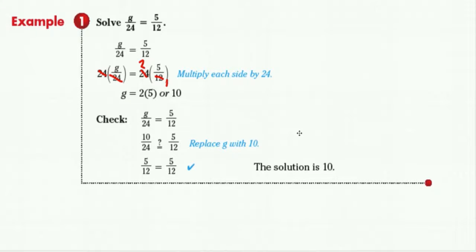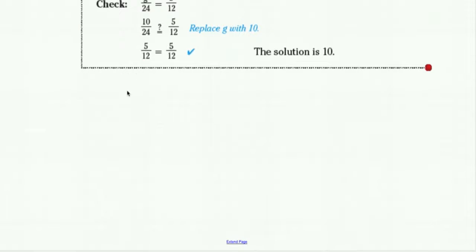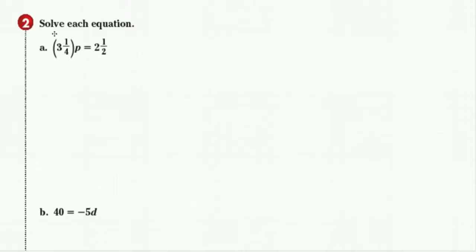Let's take a look at example number 2. Okay, in example number 2, we're asked to solve the equation 3 and 1/4 p equals 2 and 1/2. Okay, again, copy the problem first. 3 and 1/4 p equals 2 and 1/2.